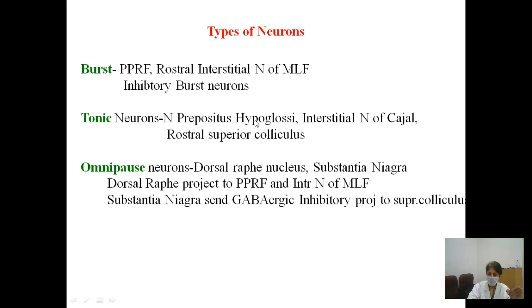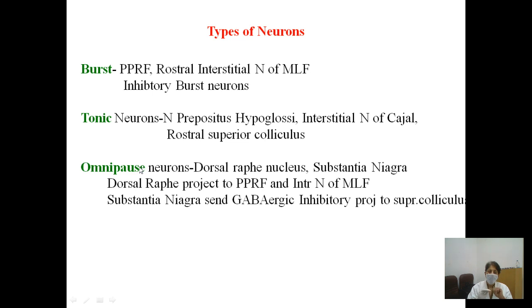As I told you, for the horizontal saccades, the fixation is by the nucleus prepositus hypoglossi. For vertical saccades, the nucleus is the interstitial nucleus of Cajal, and I also told you that these tonic neurons are also situated in the rostral part of the superior colliculus.